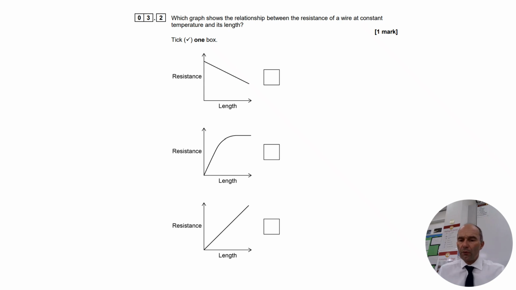And then 3.2, we just need to work out which is the correct graph. Now, we're keeping the temperature constant, so what happens as the length gets longer, the resistance increases. And in this case, the relationship is direct proportionality, which means that we're looking for a graph that starts at the origin and is a straight line. That bottom graph is the one that fits the bill.